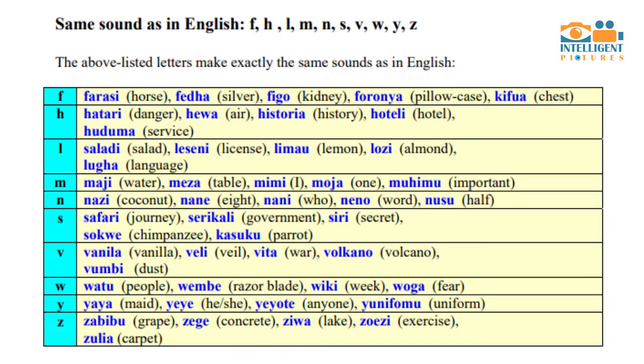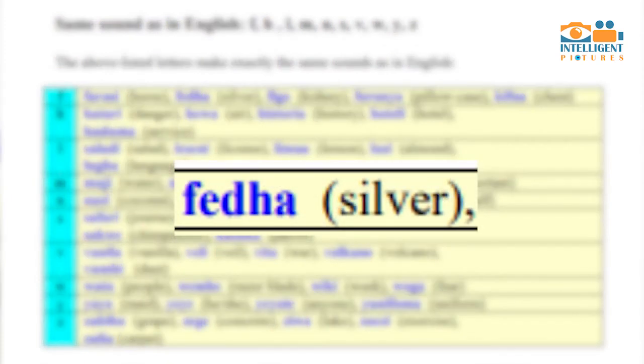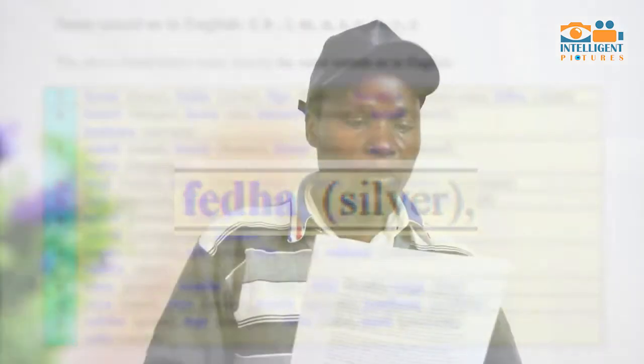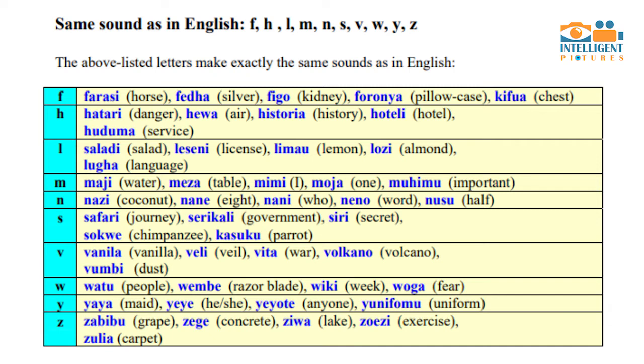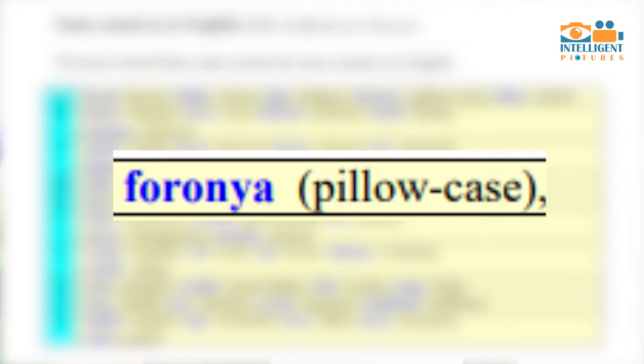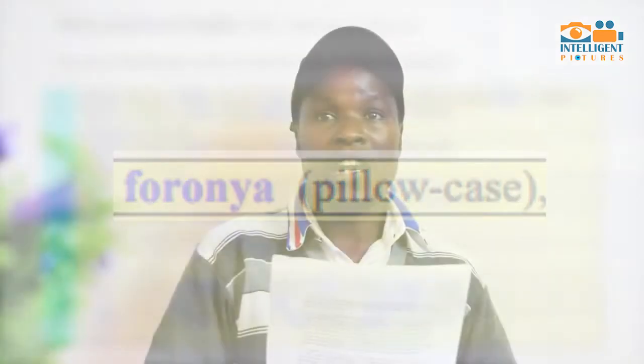We are going also to see another word, feza, spelled F-E-D-H-A, which means silver. And there is also another word, we pronounce it as figo. Figo means kidney, okay? And there is also another word, foronya. Foronya means pillowcase, you know, pillowcase. And we have the last word, that is kifua.